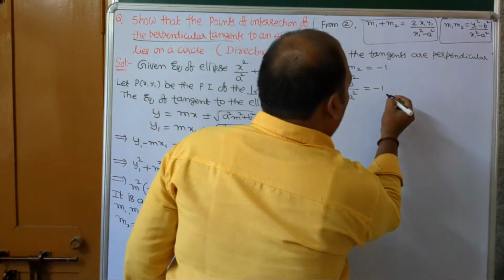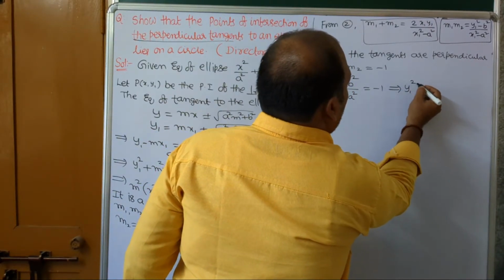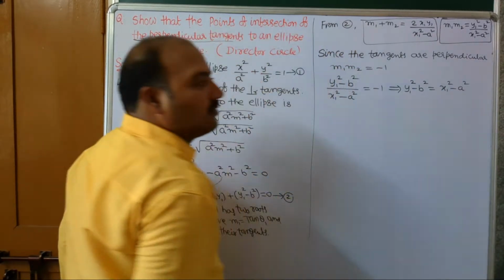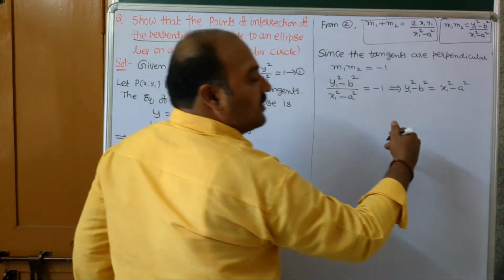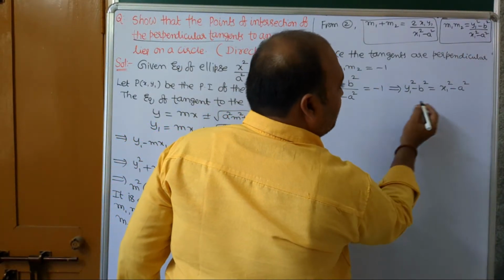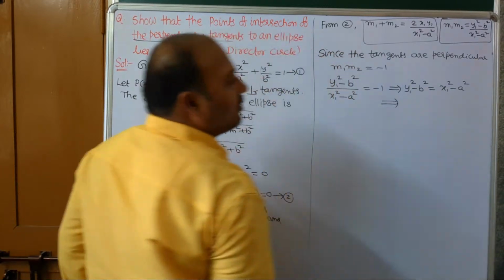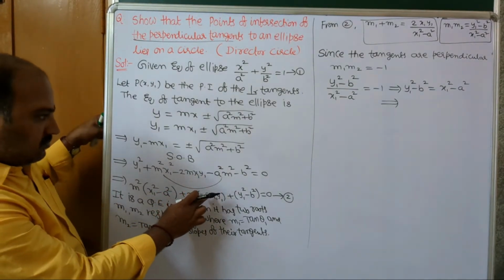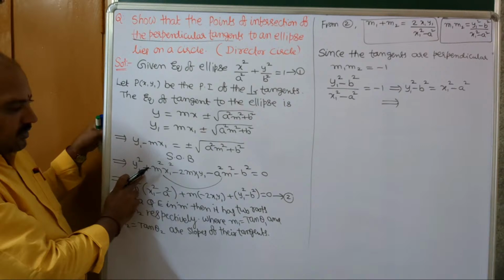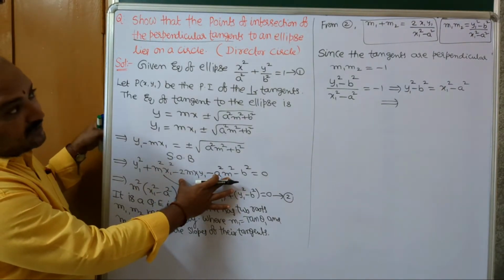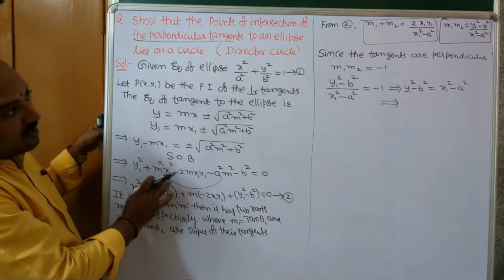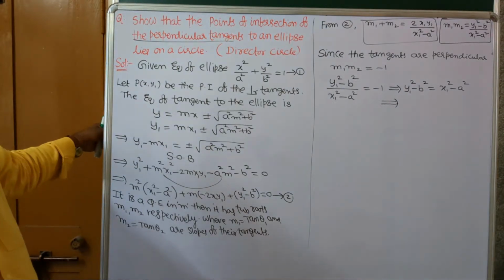So cross multiply: y1 square minus b square equal to x1 square minus a square. So minus a square bring this side, minus b square bring that side otherwise. From these two, x1 square minus a square, that is right only. And y1 square minus b square.